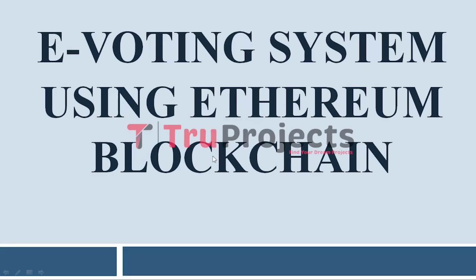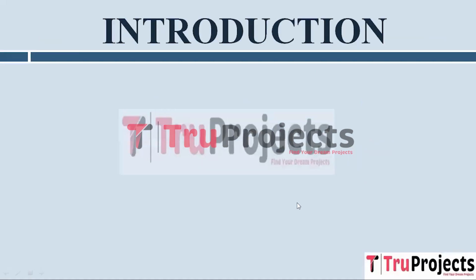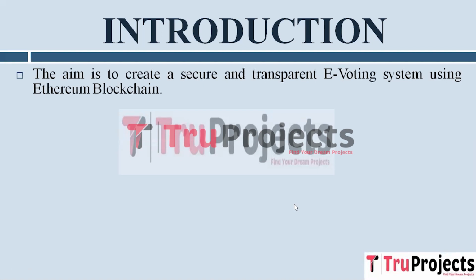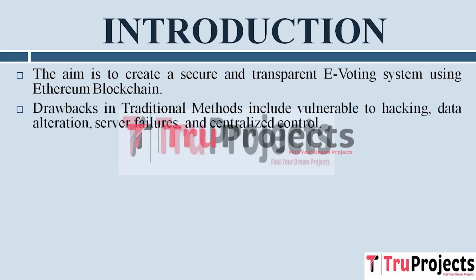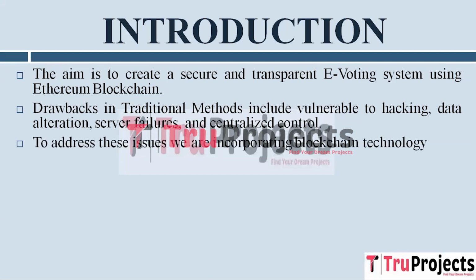New projects. In this video, we are going to explain the project e-voting system using Ethereum blockchain. Introduction. The primary aim is to leverage Ethereum blockchain technology, which provides a decentralized and tamper-resistant platform for conducting electronic voting. Traditional voting methods like paper ballots and centralized electronic systems are vulnerable to problems like hacking, data changes, server failures, and centralized control. These issues can harm the trustworthiness of elections. Therefore, we are using blockchain to fix these issues.